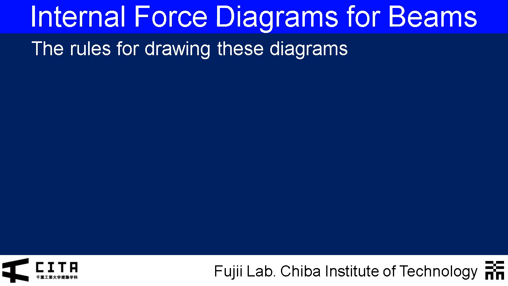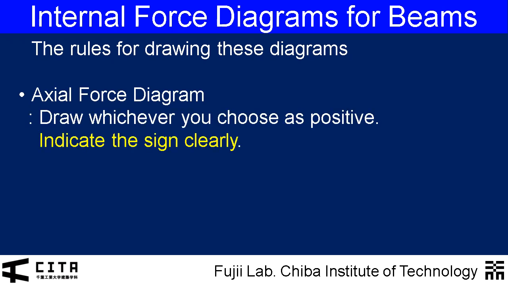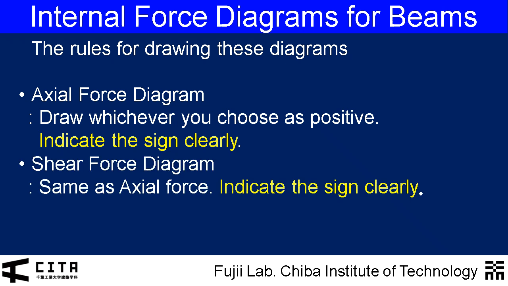Now, let's talk about internal force diagrams for beams. The rules for drawing these diagrams are as follows. For the axial force diagram, it does not matter whether you choose the upward or downward direction as positive. However, you must always indicate the sign clearly. For the shear force diagram, the same rule applies as for axial force. You must always show the sign.